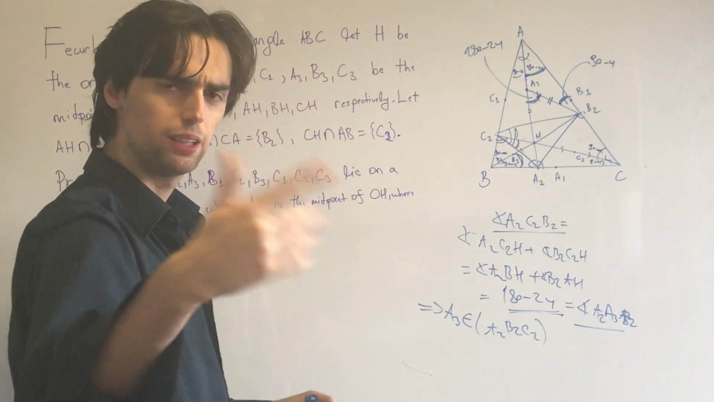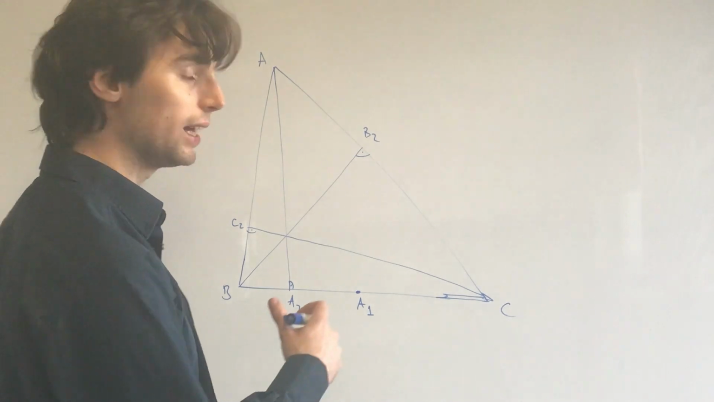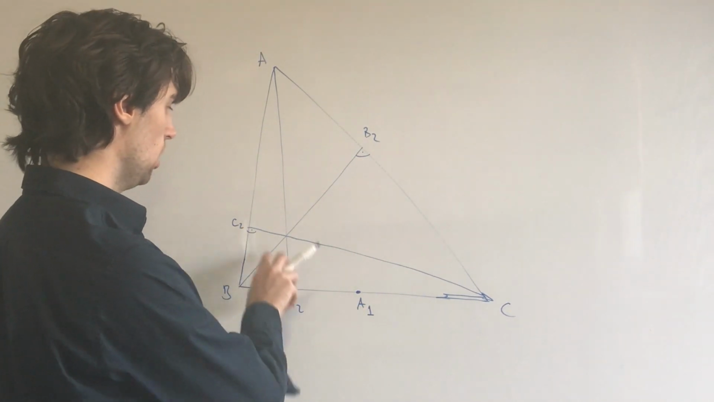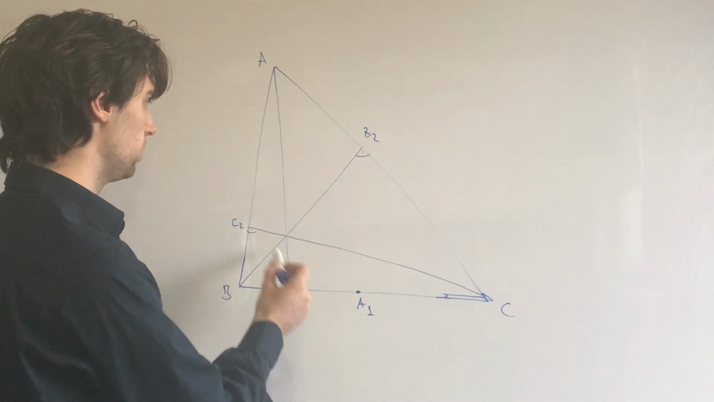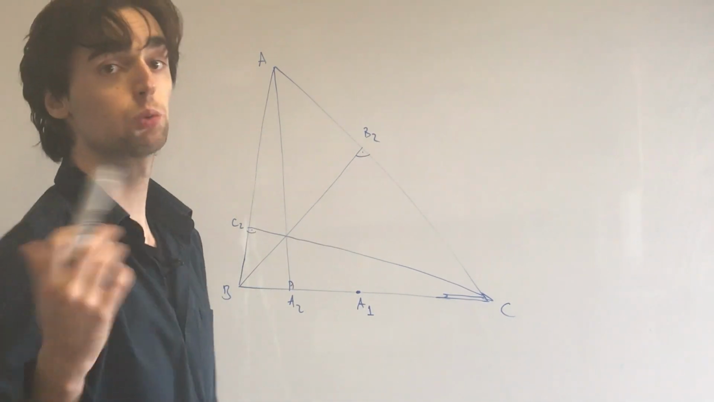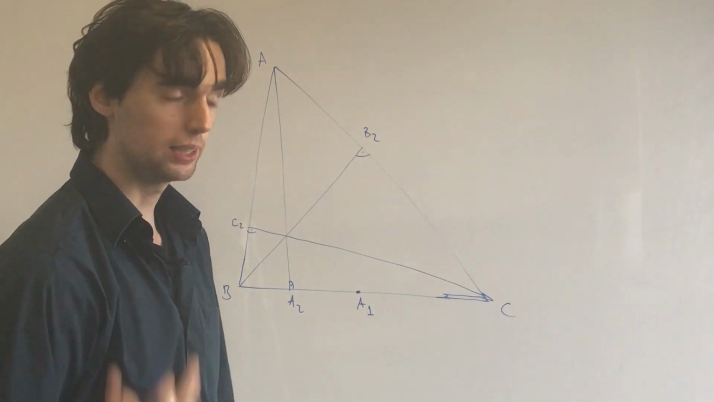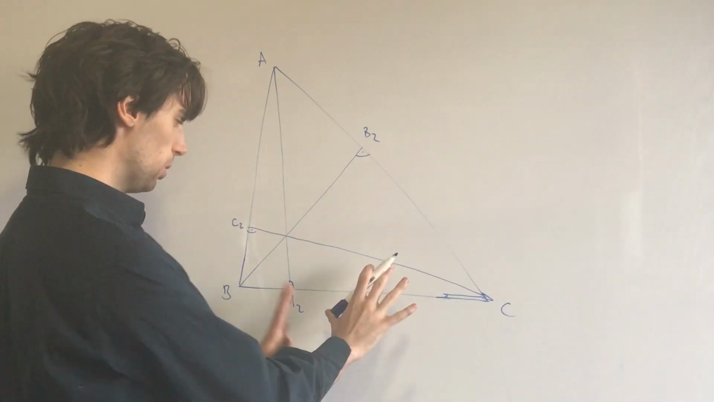And now I'll clear up the picture. Okay, so now what do we have here? We need to prove that A1 is also on the circumcircle around A2, B2, and C2. Because once we got A3, we got B3, and we got, what was the other one? Yeah, C3.